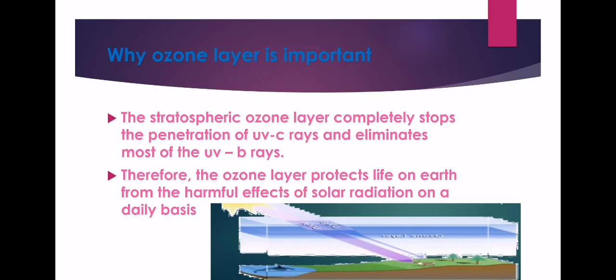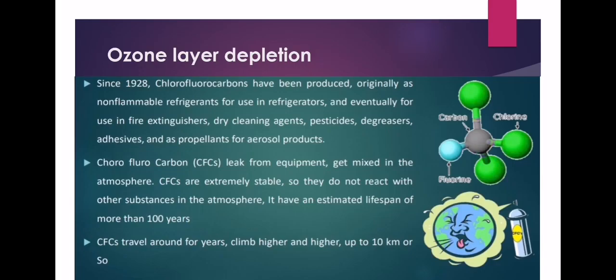Why is the ozone layer important? Number 1. The stratospheric ozone layer completely stops the penetration of ultraviolet C rays and eliminates most of the ultraviolet B rays. Number 2. Therefore, the ozone layer protects life on Earth from the harmful effects of solar radiation on a daily basis.